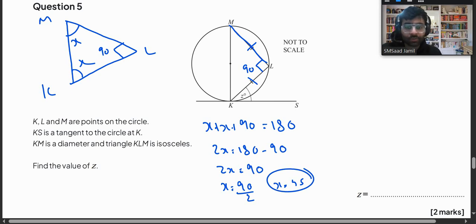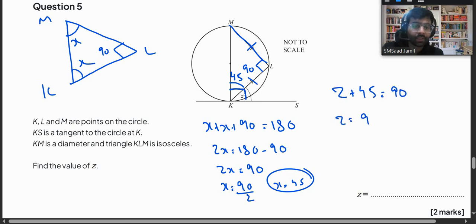Now this is not where we stop. This is 45. Now what did I say? Whenever it's a tangent, it is always 90 degrees, which means Z plus 45 is also 90. Z is equals to 90 minus 45. Z is also equals to 45. So look, this question was not hard at all.